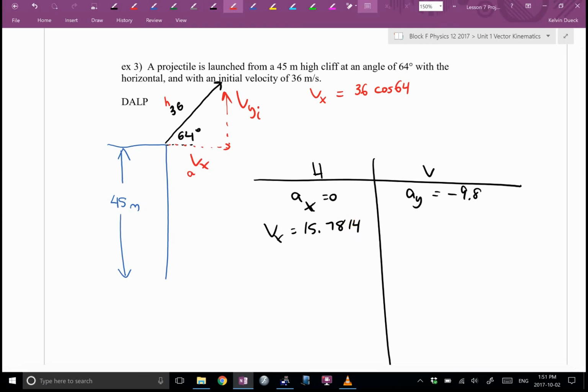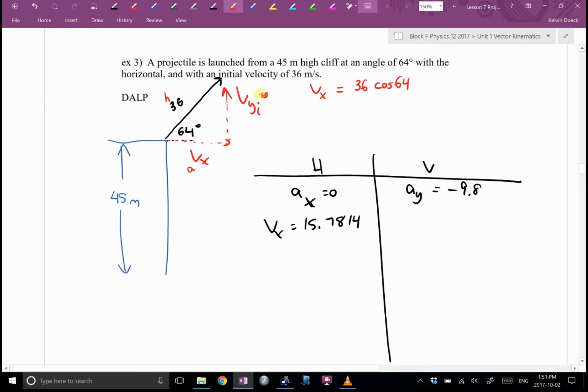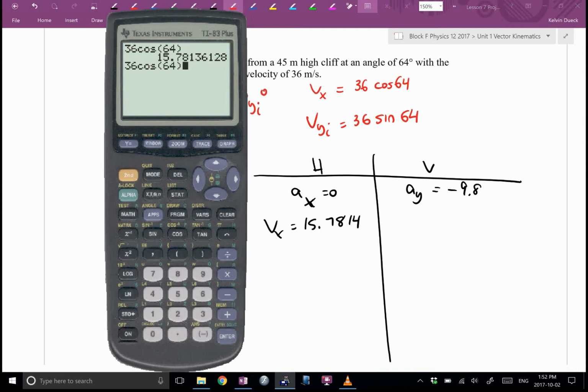Which one do we need to find next, Kyle, my friend? Vy. Which trig function do you think that one's going to be? You've seen the sign. 36 sine 64. 36 sine 64, and I get 32.356, I'll round off to 6, 32.3566.